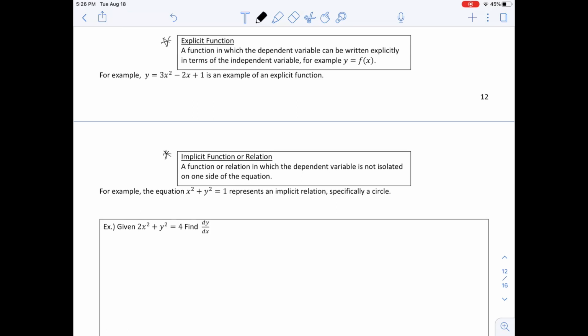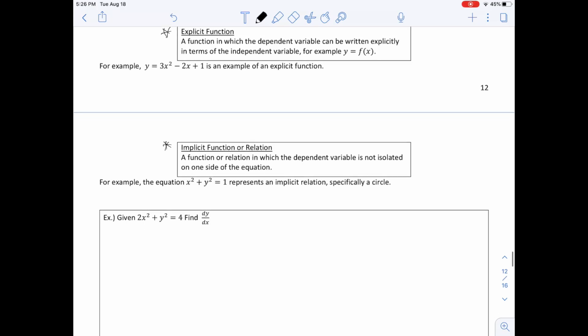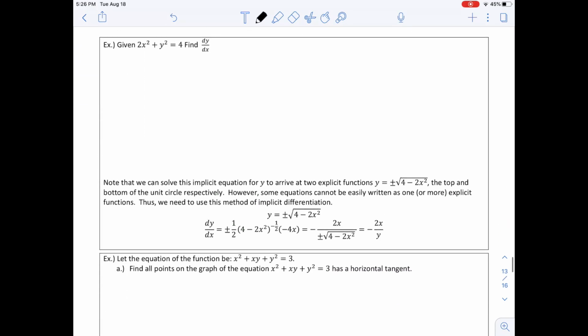So the first example says, given 2x squared plus y squared equals 4, find the derivative dy/dx. If you notice, this is an example of an implicit equation, and if we were to take a derivative of this with respect to x, the first term we have is 2x squared, nothing new. We just take the derivative of this like normal. But if you notice the next one, I'm asking you to take the derivative with respect to x, and it has a y in there.